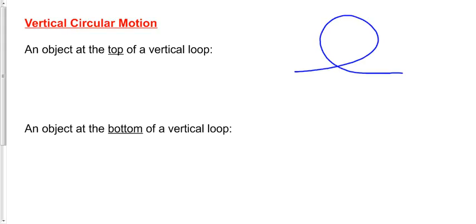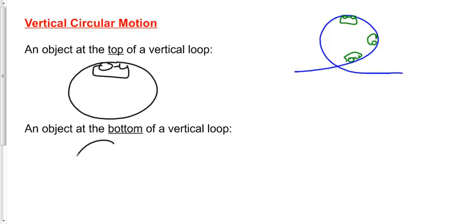The reality is an object has an infinite number of places that it can be as it goes around the circle. It can be here, it can be here, it can be here, and so on. It has an infinite number of places that it can be, but we're going to pick two places to analyze. The top of the circle and the bottom of the circle. Now you can see that I've got these drawn as little cars on a track, but it doesn't have to be cars on a track, right? It could be anything going around a vertical circle. The keys on the end of my string, like this. Anything going in a circle that goes upside down.